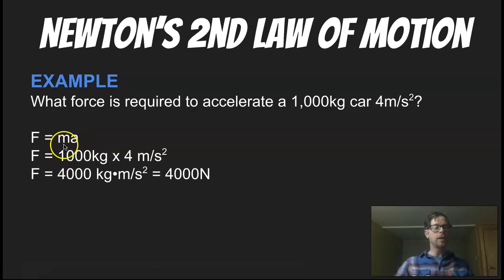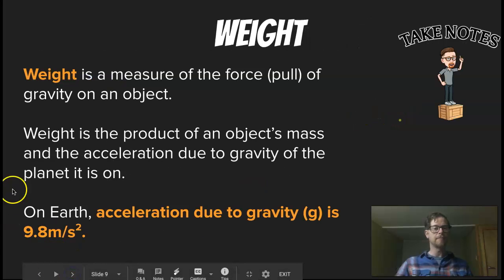Fill in the things that we know. Mass is 1,000 kilograms. Acceleration is 4 meters per second squared. And so the force is those two things multiplied by each other. 1,000 times 4 is 4,000. The units also multiply, so it becomes kilograms times meters per second squared. And hopefully you remember kilogram times meters per second squared is the same thing as a newton. So the answer is 4,000 newtons. 4,000 newtons will accelerate the car 4 meters per second squared if that car has a mass of 1,000 kilograms.